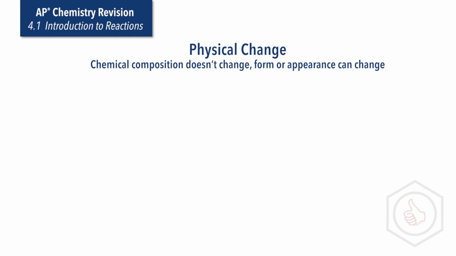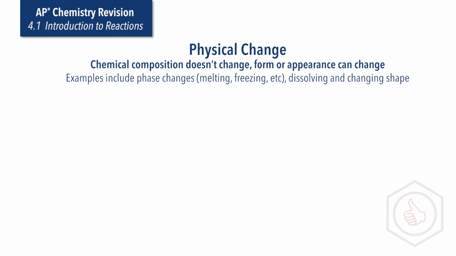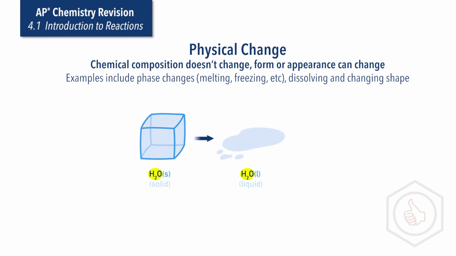Common examples include phase changes, such as melting, freezing, evaporation, condensation, and sublimation, mixing substances without a chemical reaction, for example sugar dissolving in water, and changes in physical size or shape, such as cutting or grinding. In all of these cases, the chemical identity of the substance is unchanged. For example, when water changes state from solid to liquid to gas, it is still made up of molecules of H2O, meaning the chemical composition hasn't changed, only the arrangement of the molecules in the substance, meaning the changing of state is a physical process rather than a chemical process.